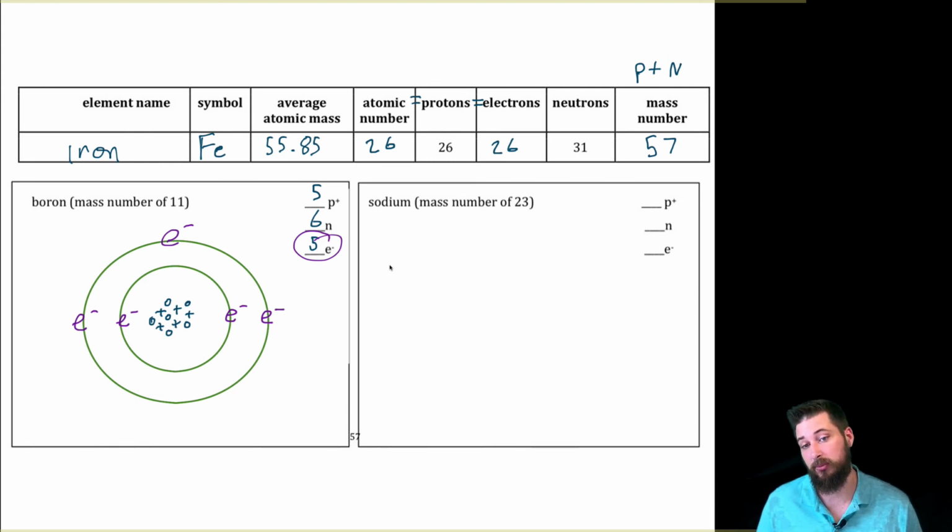Let's go ahead and do the same thing for a sodium atom. I'm going to do something a little bit different though. Instead of writing all the positives and negatives, I'm just going to write P and N, but we'll talk about that in a moment.